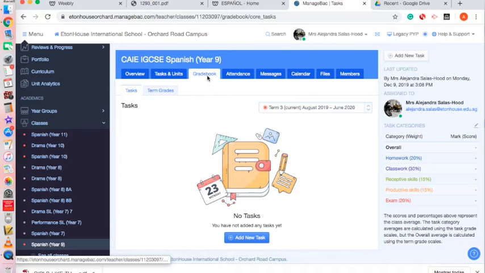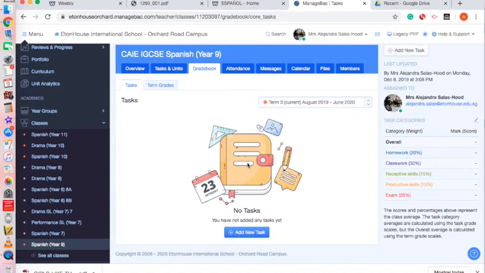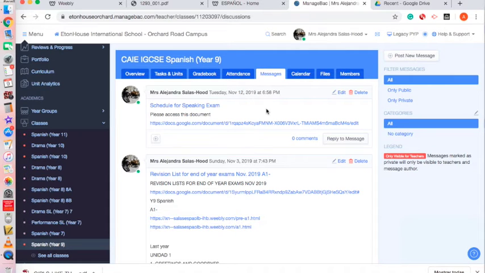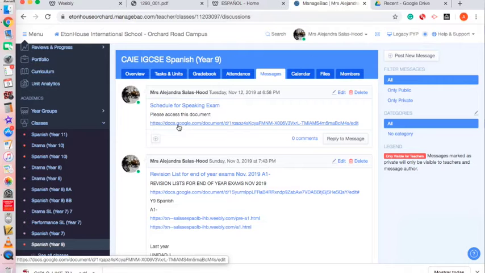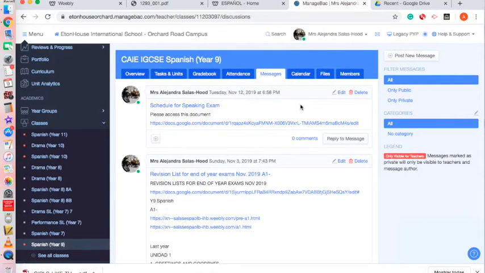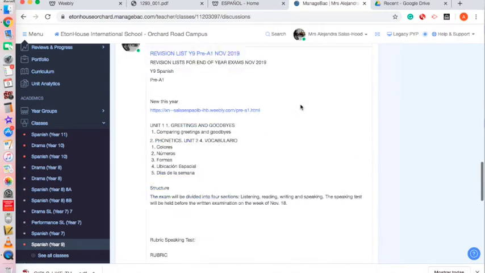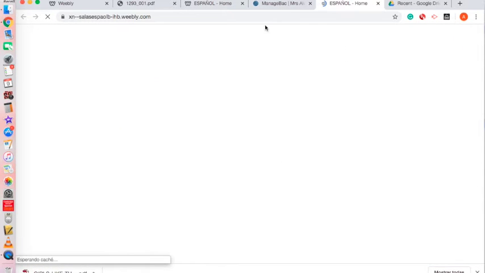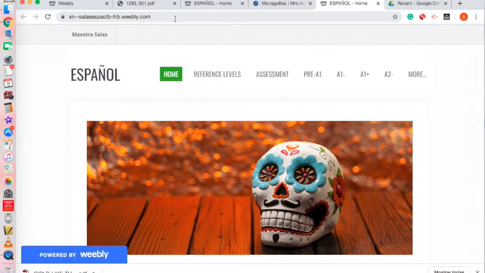Here in ManageBack you have the gradebook, and the tasks that are graded, you're going to find them here. And this is important: messages. Usually I post links for Google Drive documents here, so I don't need to send them directly to all of the emails. Simply go to messages on ManageBack. Also, if you scroll down, you're going to find the link for the Spanish website. It's a little bit complicated, so it's not easy to memorize, but it's here: XN Salas Español Weebly.